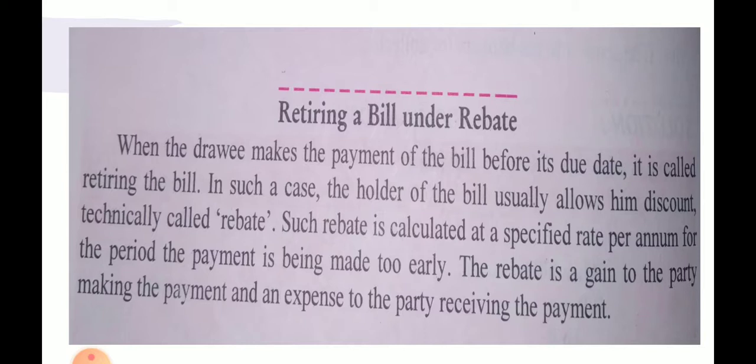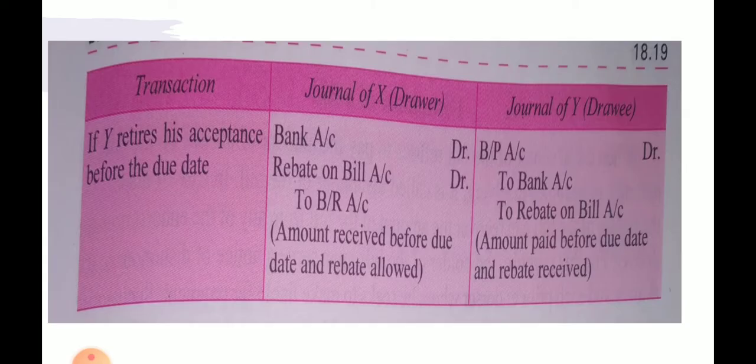Such rebate is calculated at a specific rate per annum for the period for which payment is made too early. The rebate is a gain to the party making the payment and an expense to the party receiving the payment. So first, if Y retires his acceptance before the due date: bank account debit, rebate on bill debit to bill receivable account. And the journal of the drawee: bills payable debit to bank, to rebate on the bill. So this is the entry as the nominal account.